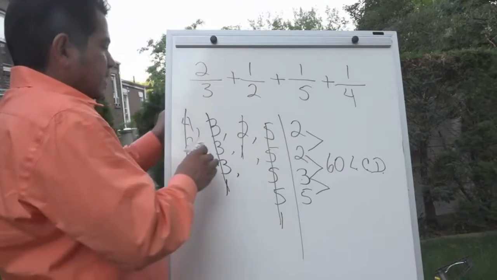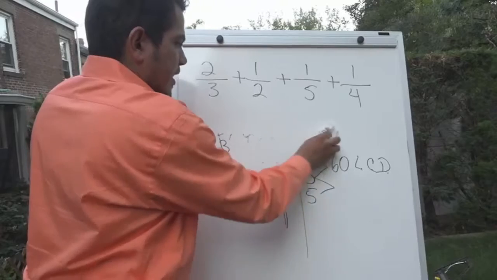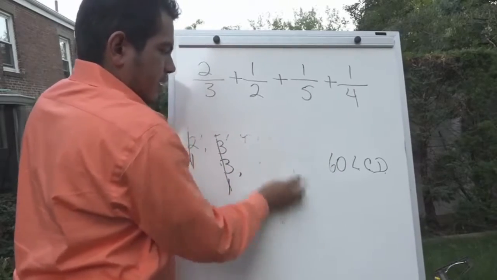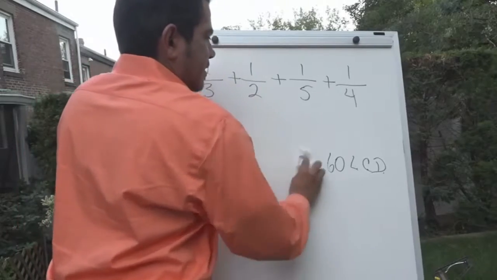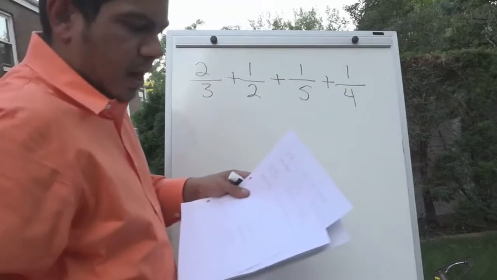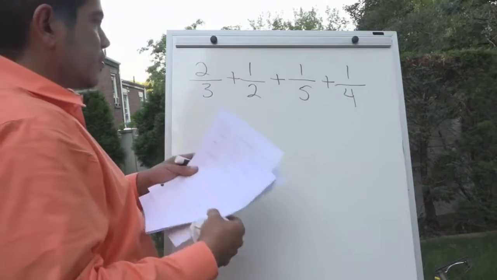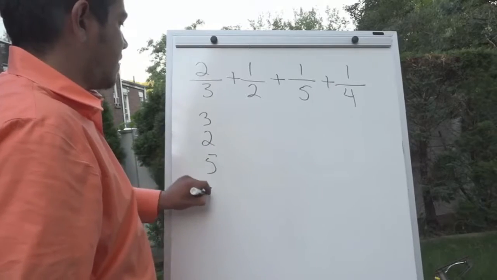Now, the next thing that I'm going to show you is a different way of finding the lowest common denominator with the same numbers. Okay? This is called finding a common number among the multiples. So you take your denominators, 3, 2, 5, and 4.